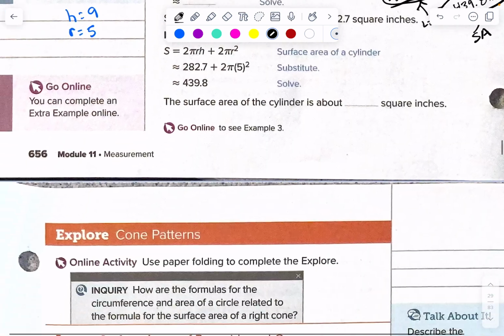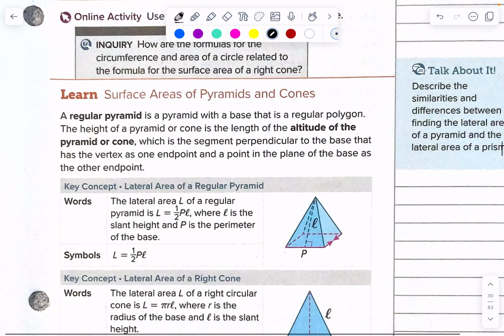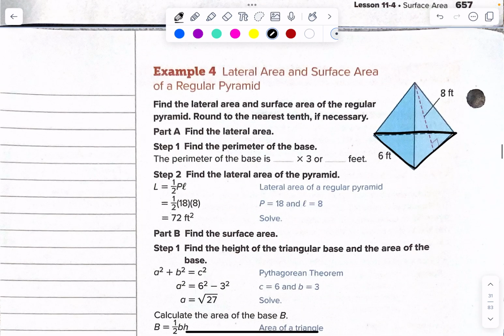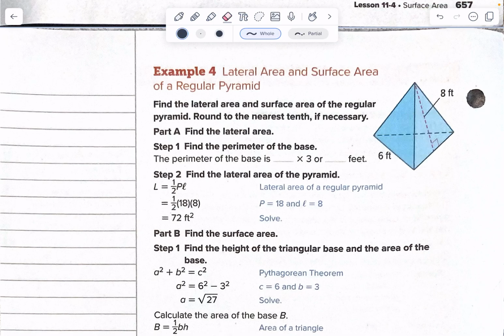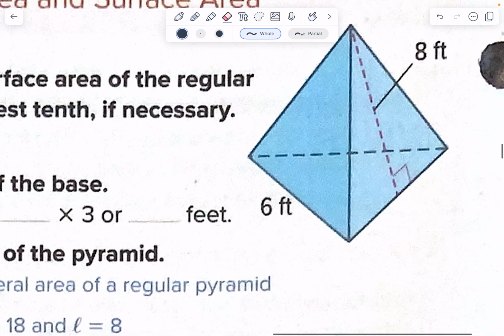There we go. All right, for some reason this doesn't have an example 3. I don't know, confusing. There's no example 3, so we just skip down to example 4. Now, example 4 is a little tricky. We're trying to find the lateral area and surface area, and this shape is a pyramid.